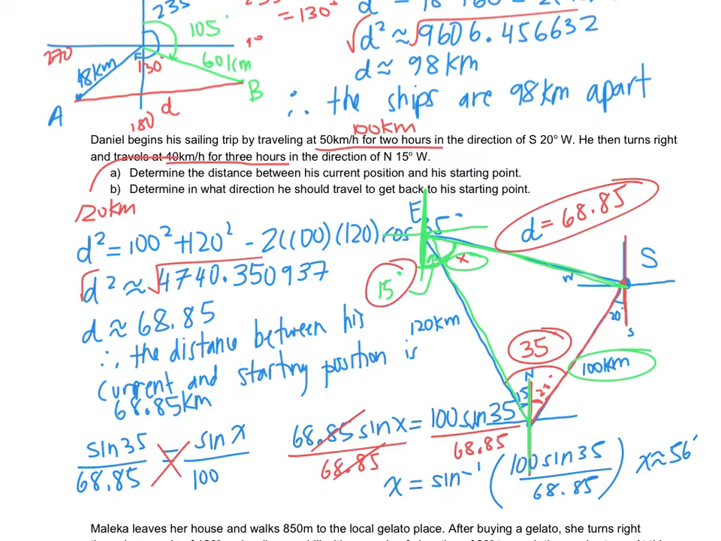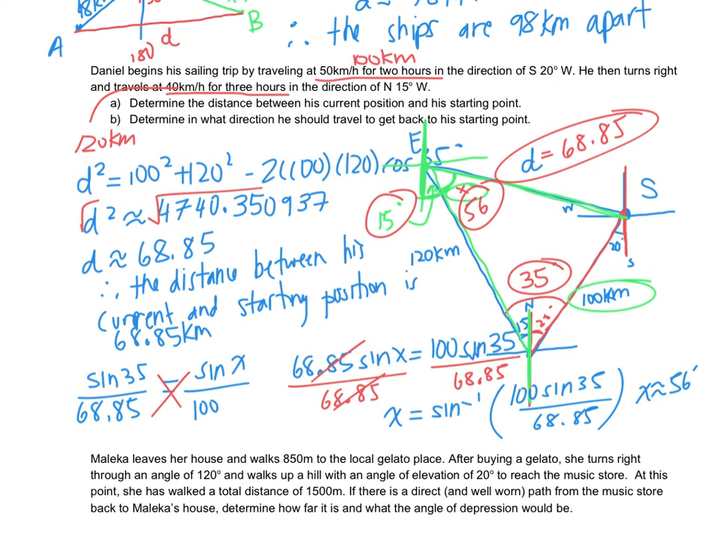So if we have 15 degrees here, 56 degrees here, when we add those up, that's 71 degrees. So that means the bearing is going to be starting from the south, and then 15 plus 56 is 71, going towards the east. So this here is the heading. We should write it as a therefore statement, but I've run out of space. So therefore, he should travel south 71 degrees east.